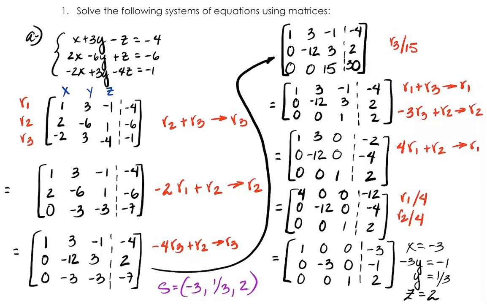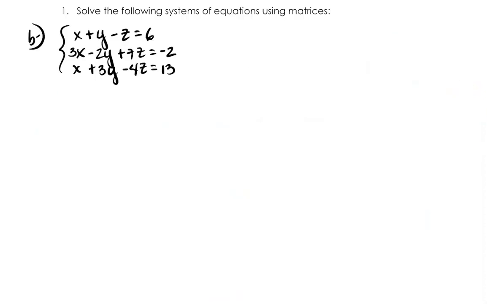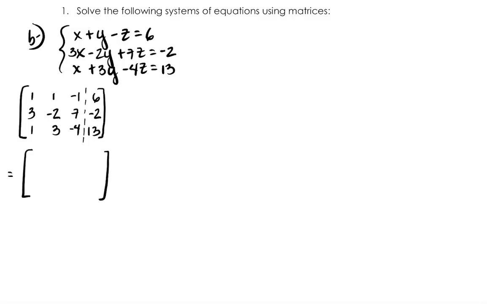Now let's move on to part B. As we did before, we are going to create our matrix. First, we are going to multiply row 3 times negative 1 and add it to row 1, and that will give us our new row 3. Rows 1 and 2 will stay the same.